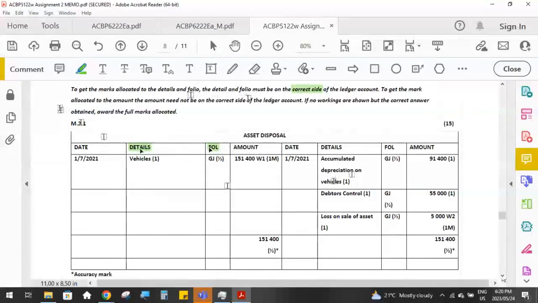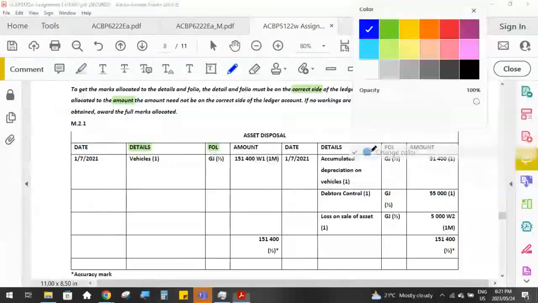In other words, you must have got the debit side or the credit side correct for that particular part of the journal entry. And then to get the mark allocated to the amount, it doesn't have to be on the correct side of the ledger account, but the actual value has to be correct. So if you have a look at the marks, there's 1 mark allocated to the detail, half a mark allocated to the folio, and then 1 mark allocated to the amount. So you can only be awarded this 1.5 marks if your entry was on the correct side of the T account. Okay.